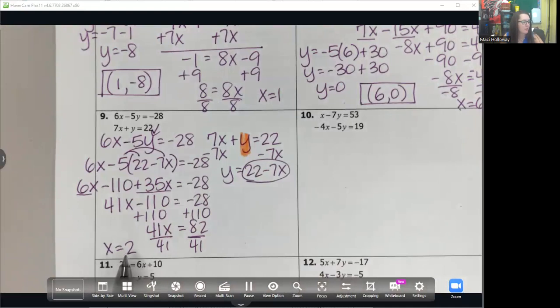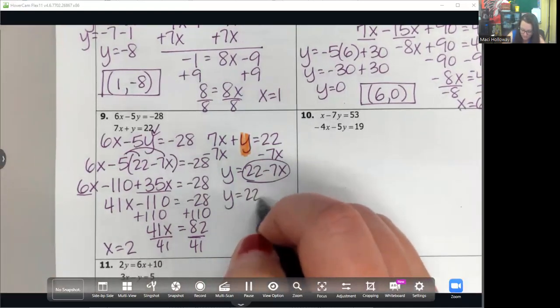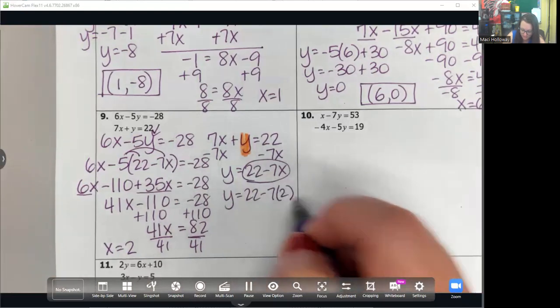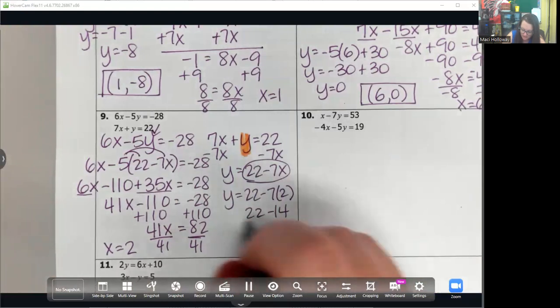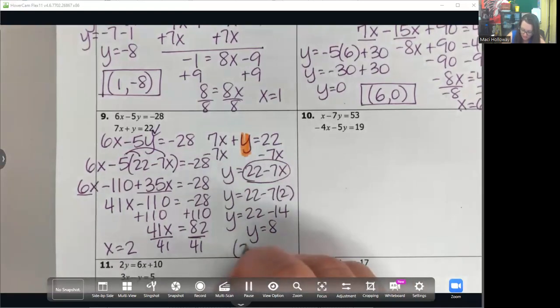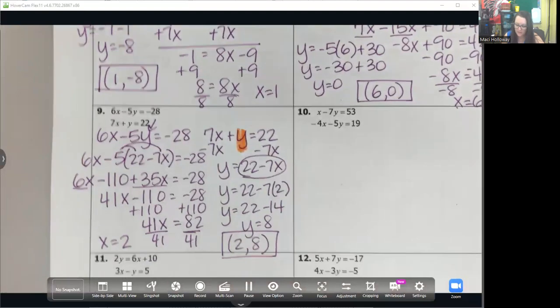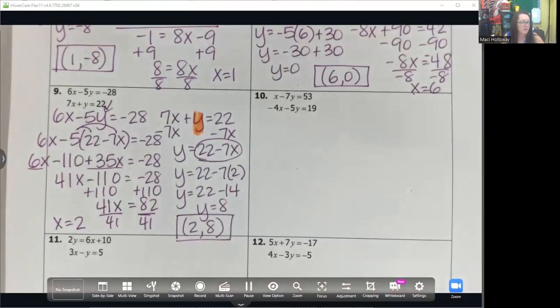Once you find one of your variables, you're going to take it and plug it into the other equation. 22 minus 7 times 2. So 7 times 2 is 14. 22 minus 14 is 8. So we have an x value, a y value. Our solution is (2, 8). That's great. All right, let's do one more like that, and then I'll let you practice on Delta Math.